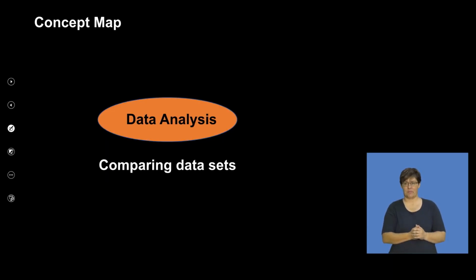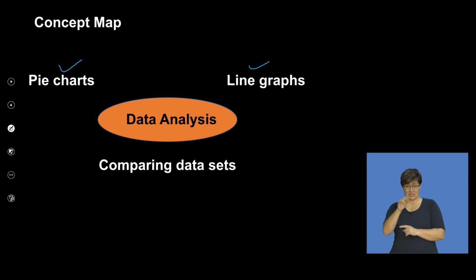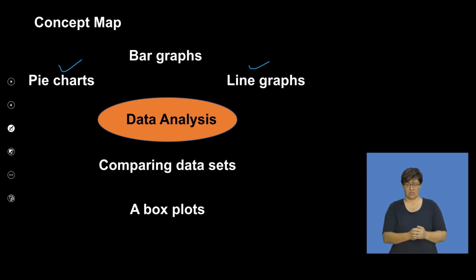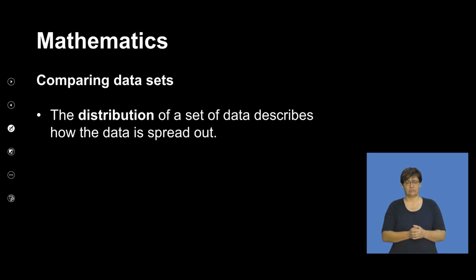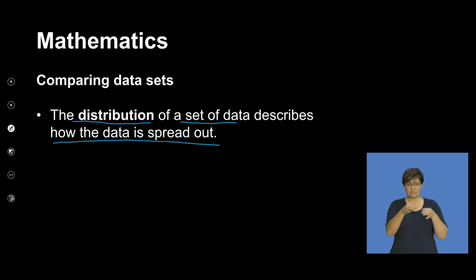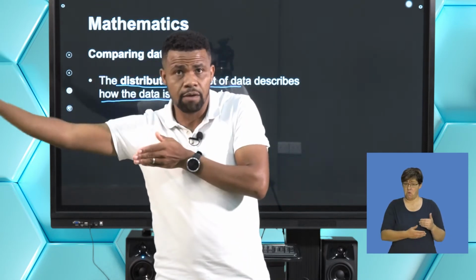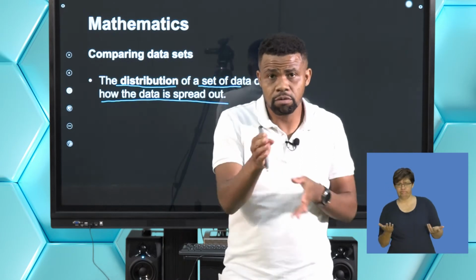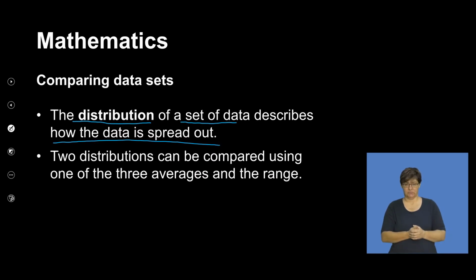On the data, we're comparing sets of data: pie chart, we'll look at that. Line graph, we'll still look at that. And box plots and bar graphs. Now let's look at comparing data sets. The distribution of a set of data describes how the data is spread out. Do you have more of the data above the mean or below the mean, below the median, and so on. Two distributions can be compared by using one of the three averages.